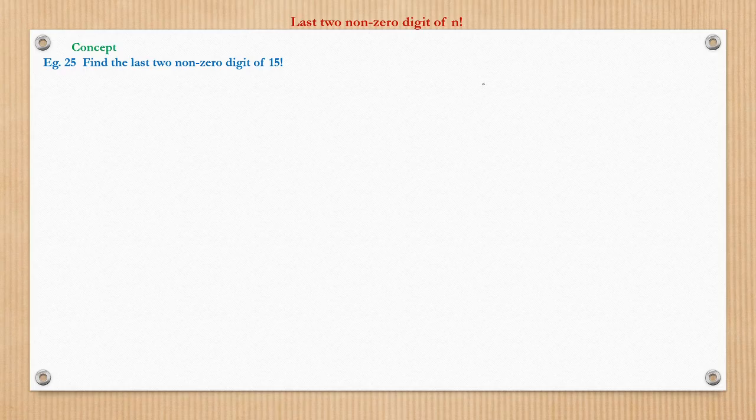So here we learn how to find the last two non-zero digits. The process is very similar with a bit of tweaking. And as for the derivation of this process, I can upload another video, but that's not related to the exam, so I've not been discussing it here. In case it's required, I'll post a separate video mentioning how to derive these results.